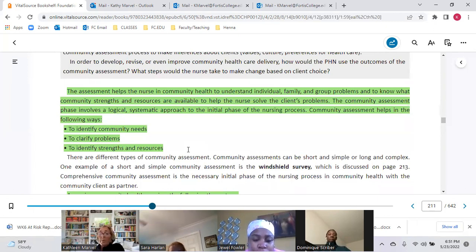Okay, so when we're doing a community assessment, we can be looking at the community as an individual, a community assessment as a family, or some aggregate of the population. Does that make sense? It doesn't necessarily mean the whole community. The community we might be working with, maybe individual families. Make sense?